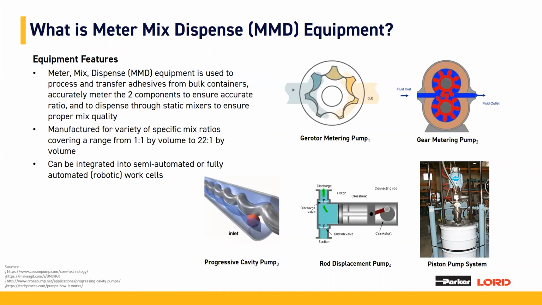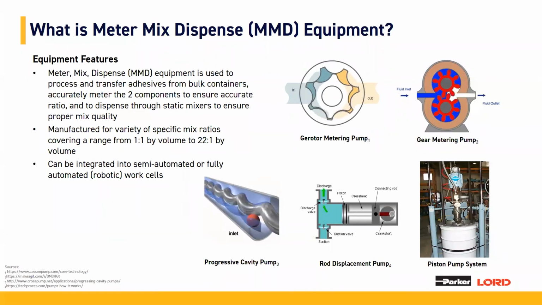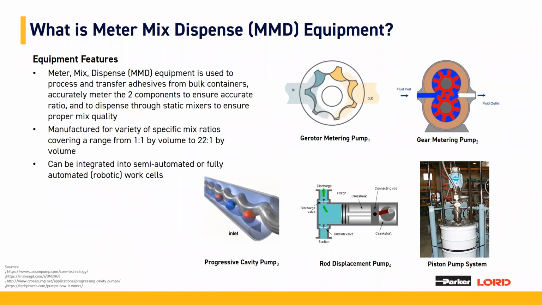What is used to dispense thermal management material? Yes, you can definitely apply it by hand, but a lot of times applications require much more accuracy and precision when applying the material. So that's when meter mix dispense equipment is used. The meter mix dispense equipment is used to transfer that material from a bulk container and then accurately meter the two components together in order to ensure that everything is on ratio. And then the MMD equipment dispenses through a static mixer to ensure the proper quantity as well as the proper amount of mixing is applied to the adhesive to really ensure that resin and hardener is mixed together.